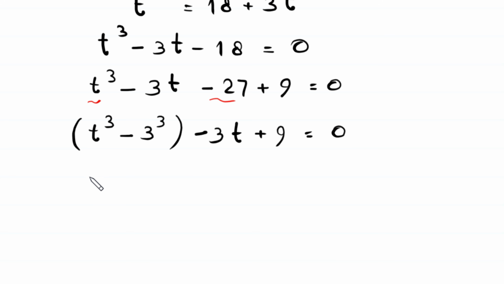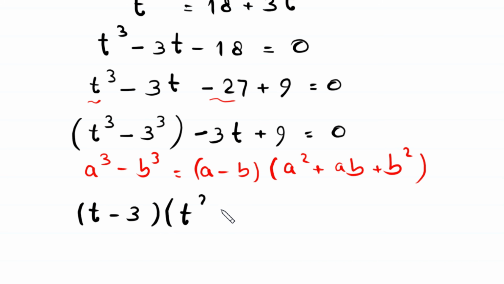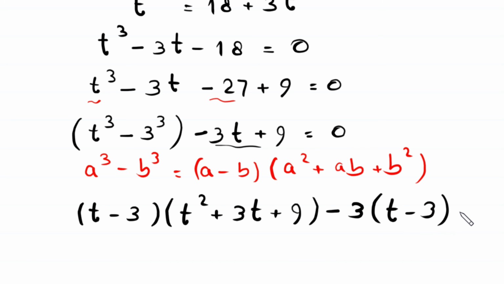By using this algebraic identity, a cubed minus b cubed equal to a minus b times a squared plus a times b plus b squared, this t cubed minus 3 cubed will become t minus 3 times t squared plus 3 times t plus 3 squared, which is 9. And from these two terms we can factor out negative 3 in bracket left t minus 3 equal to 0.